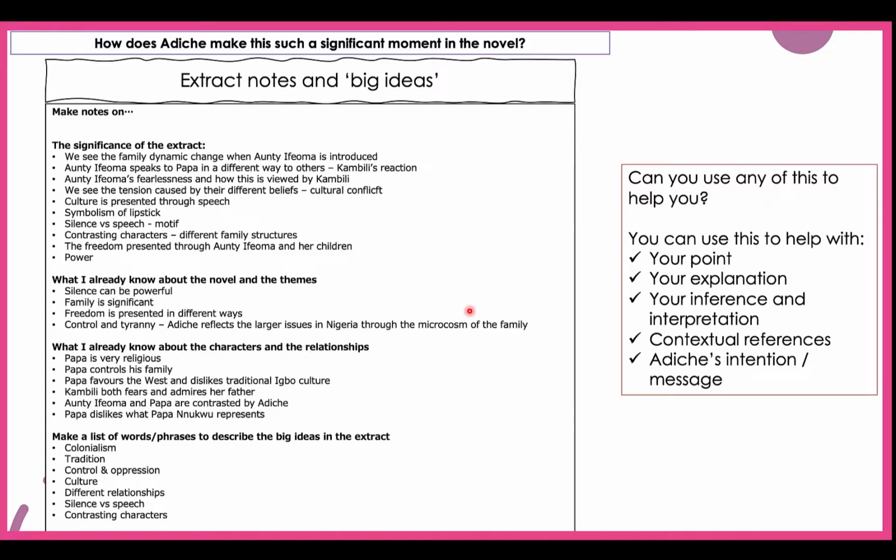So having this in front of you as you plan, but also as you write up your essay, will really help you, especially if you're forgetting a few things. It just kind of jogs your memory and helps you to know what to include.